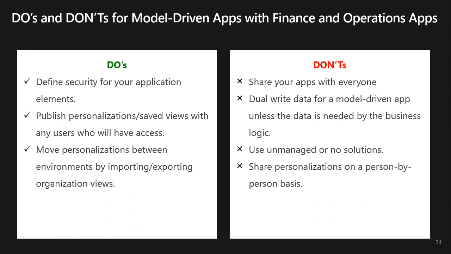It's really important that you have a good application lifecycle management story for your model-driven apps and that you figure out any sort of build automation that you want and what that ALM looks like in combination with your finance and operations. And we don't recommend that you share personalizations on a person-by-person basis. Obviously, if you've got some exceptions to handle, that is an option, but it's not a great way to manage all of your personalizations and saved views.